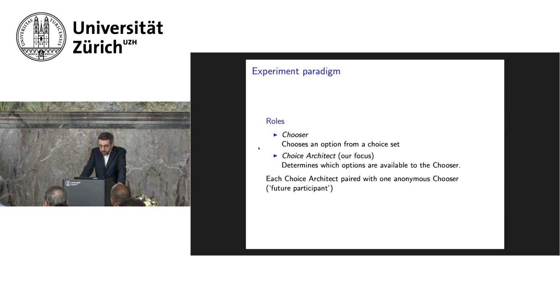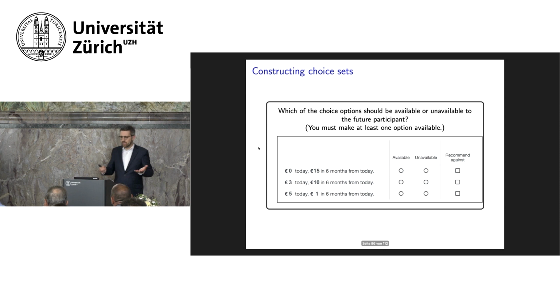I pair people up. One person is a chooser. The other person is a choice architect. The chooser is going to decide how he wants to get paid for his experiment participation. So he decides, would I rather have nothing today and 15.5 a year? Would I rather have 3 today and 10.5 a year? Or 5 today and 1.5 a year? Now, you can see that the more money you want to take today, the less money you get overall.